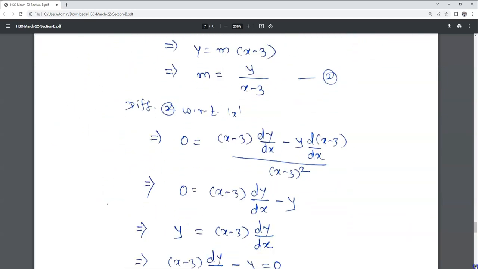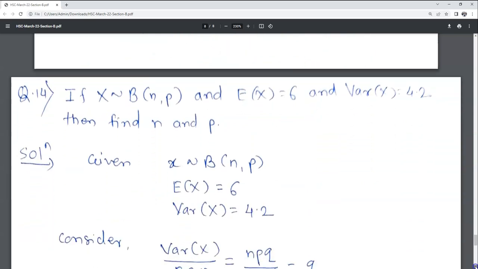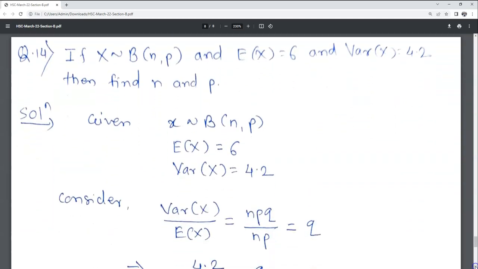Okay. Now what is the next question? Rather, this is the last question and a pretty simple one again. Now question number 14 is saying: X follows a binomial distribution of n and p, where E of x is 6 and variance of x is 4.2. Find the values of n and p.